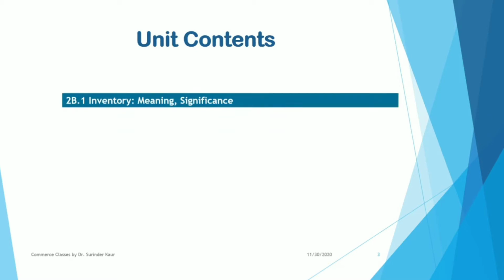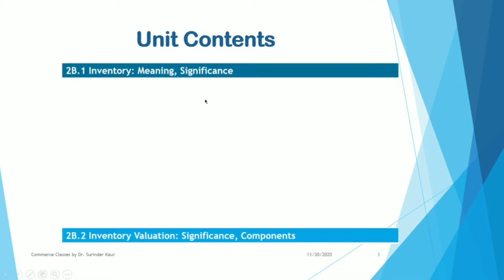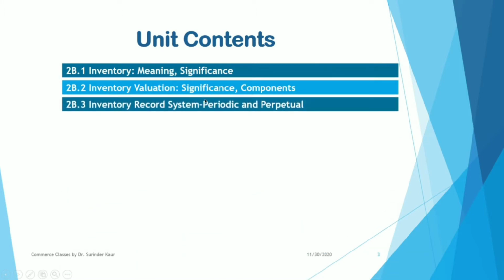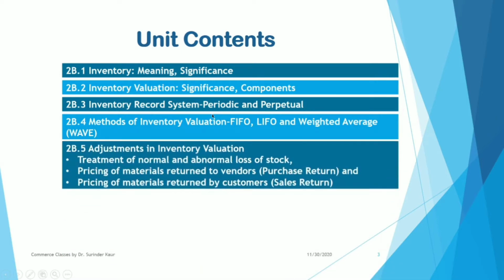So based on the objectives, the contents of this chapter are divided as inventory, its meaning and significance, inventory valuation, significance and components, inventory record system, periodic and perpetual. Then we have methods of inventory valuation, FIFO, LIFO and weighted average. Then you have adjustment in the inventory valuation. In the fourth part, that is methods of inventory valuation, we will be studying how to value the inventories.